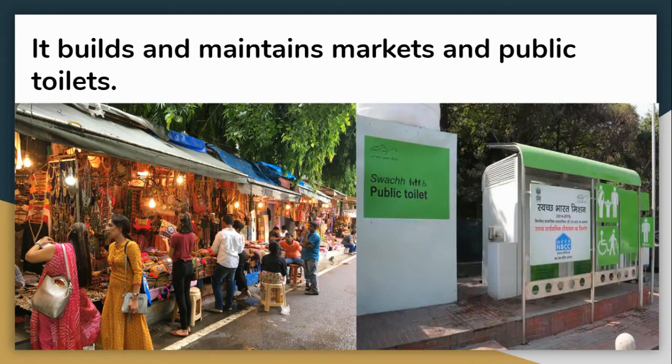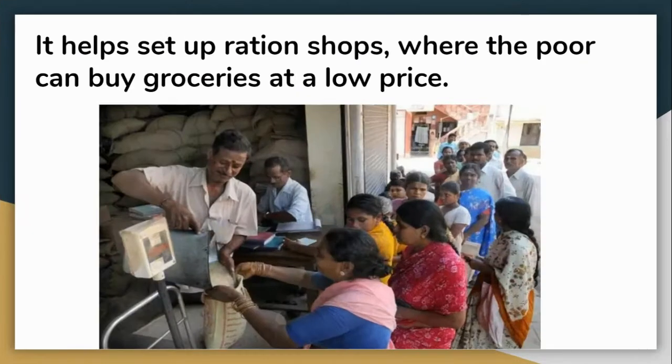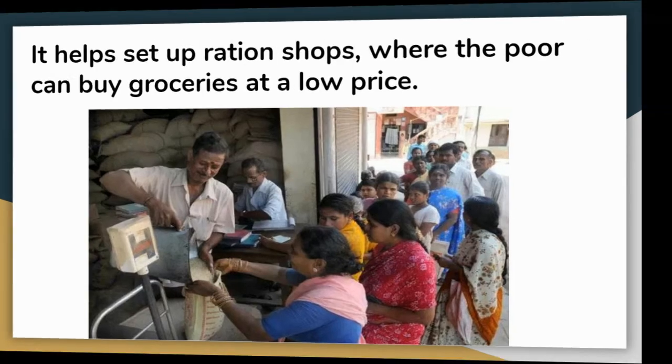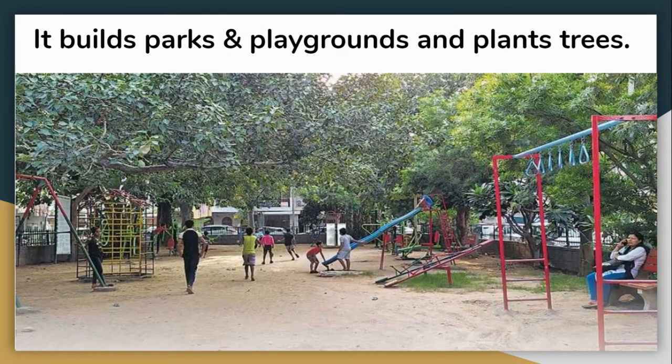It builds and maintains markets and public toilets. It helps set up ration shops where the people can buy groceries at a low price. It builds parks and playgrounds and plants trees.